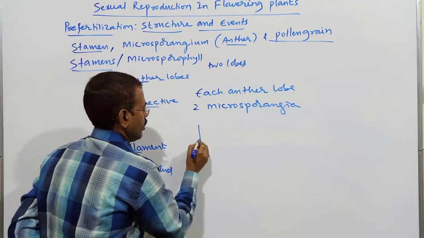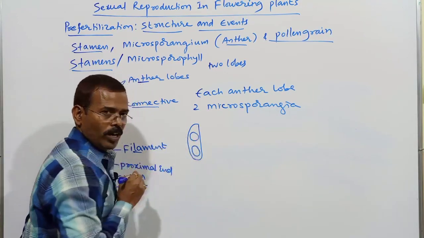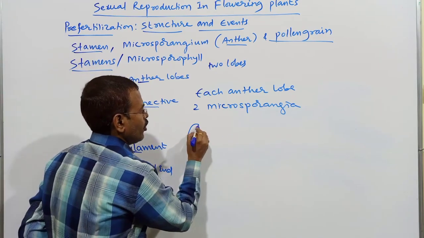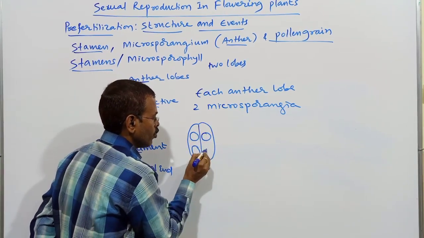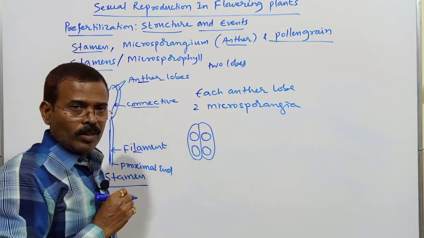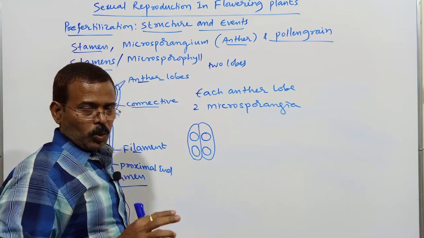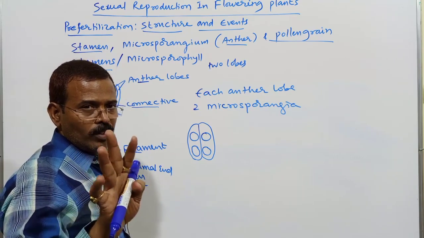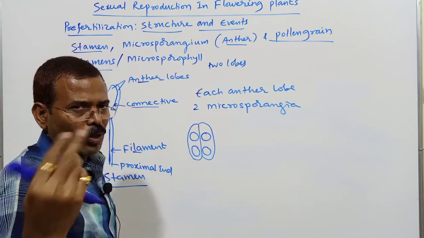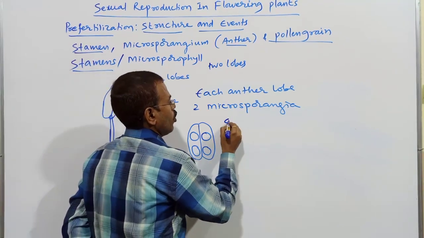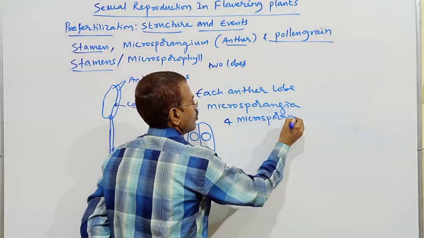So here, if this is one anther lobe, here is one microsporangium, here is one microsporangium. Like that, you have a dithecous anther. Two anther lobes will be there. So this is one microsporangium, this is one. So two microsporangia in each anther lobe. So in total, microsporangium is singular, microsporangia 4, plural. Okay, so 4 microsporangia will be present.